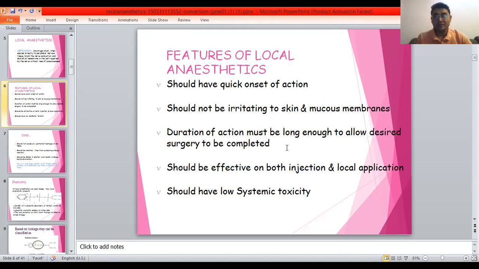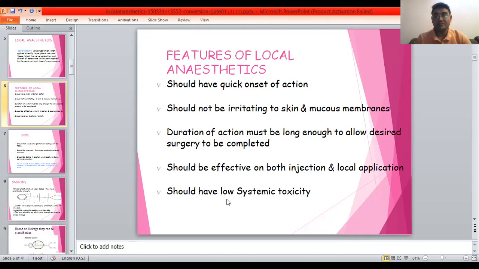Duration of action must be long enough to allow the desired surgery to be completed. Of course, some procedures will take time, so the duration of action of local anesthetics should be enough for that procedure. It should be effective on both injection and local application. Local application means spray, and also pomade or gel.